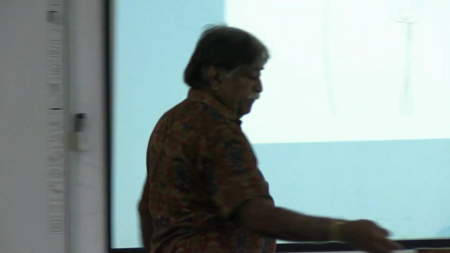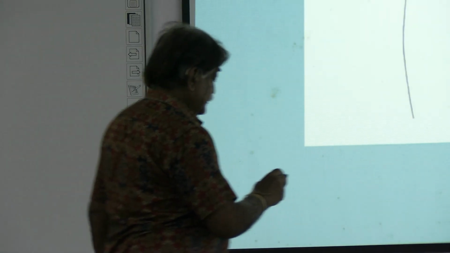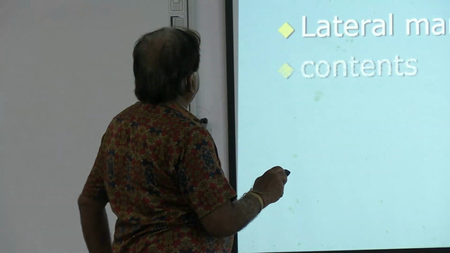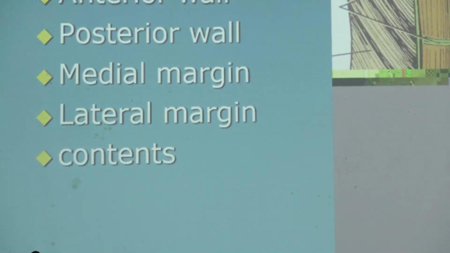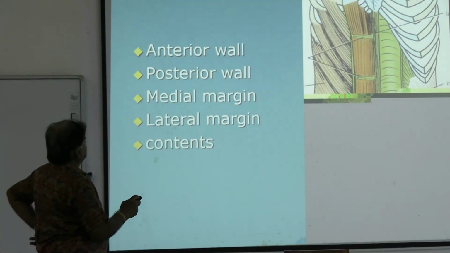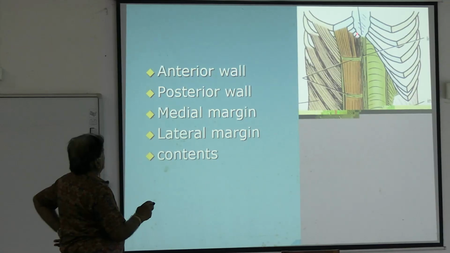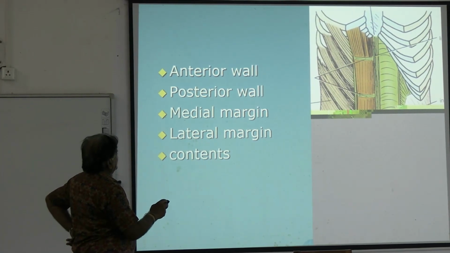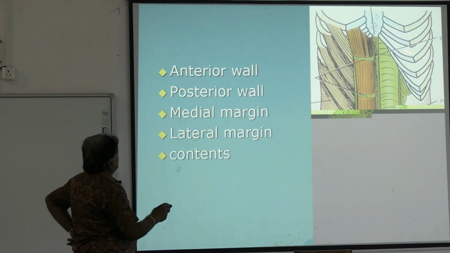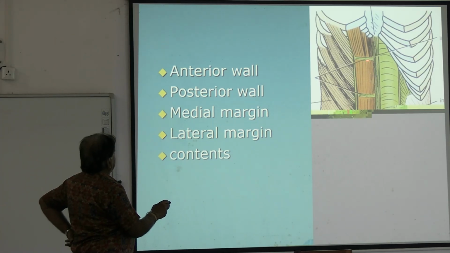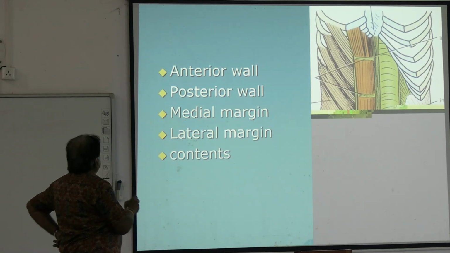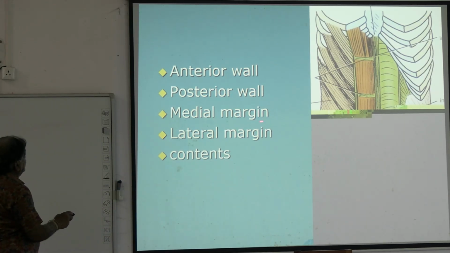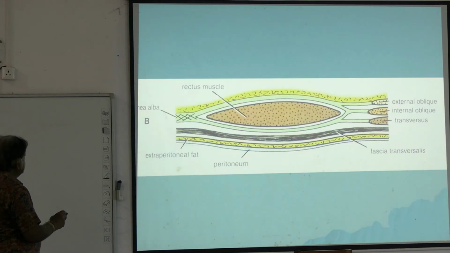Now, rectus sheath. See, this is the xiphoid process at the sternum. This is the costochondral junction, and this is the rectus abdominis muscle. This is the tendinous insertion. The anterior wall, posterior wall, medial margin, lateral margin, contents.